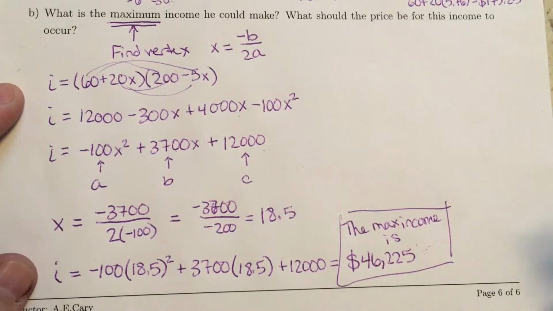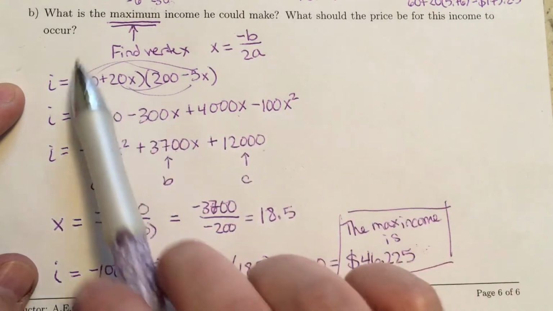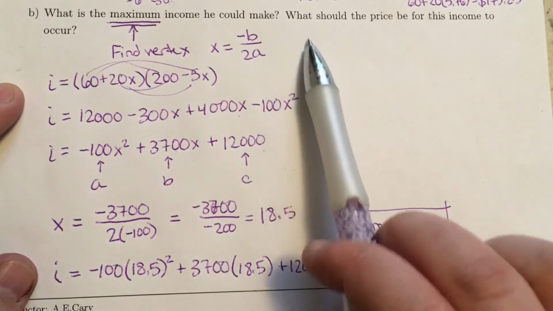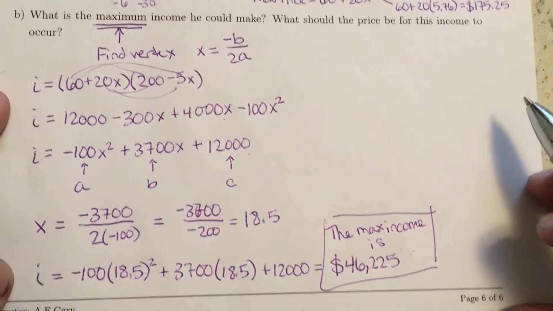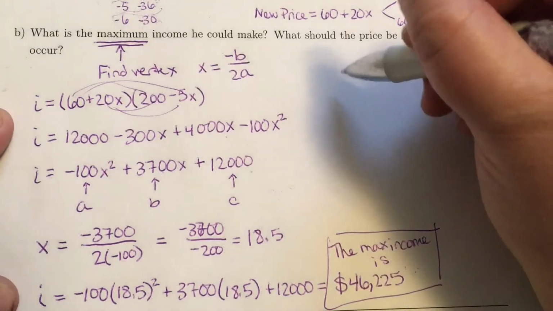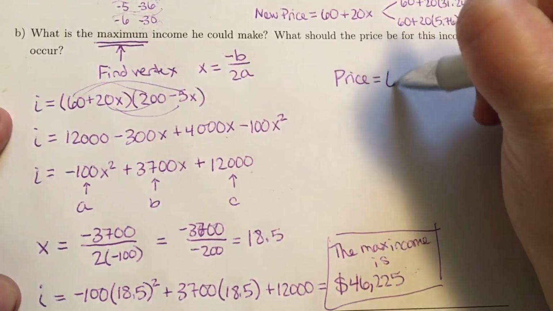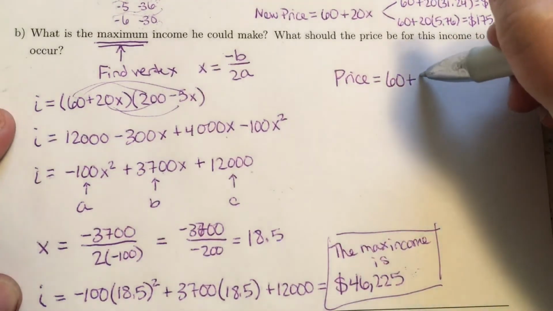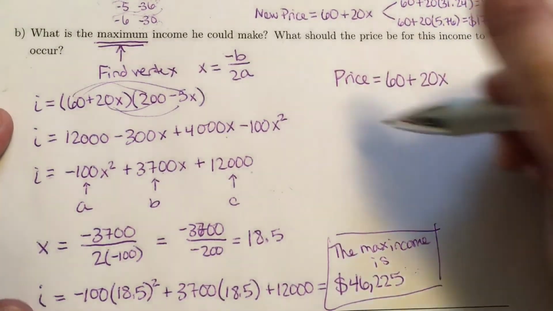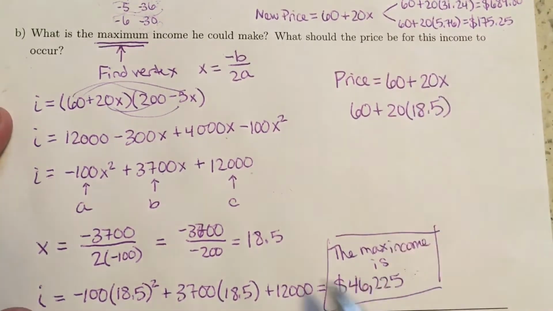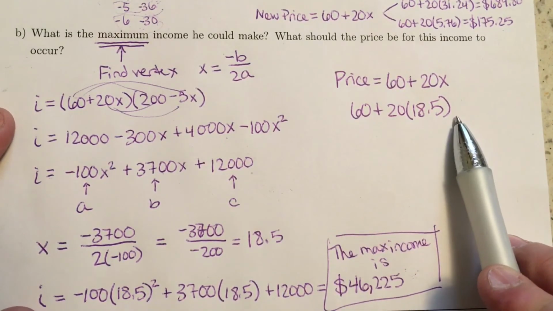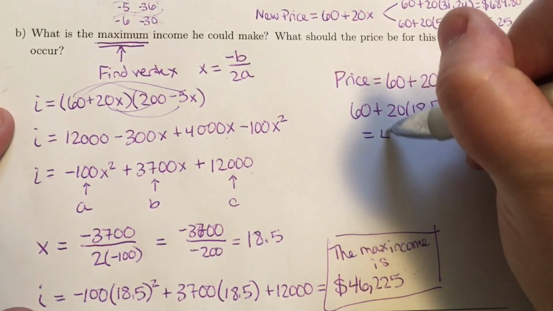All right, let's make sure we answered everything the question asked. What's the maximum income he could make? We got that. What should the price be for this income to occur? We need to know, as a business owner, how do we set our price? So the price is actually the same formula we used in part A. For price, it's that 60, the original price of the paintings, plus how many times we are raising the price. So for us, it's 20 times 18.5. Remember, that's the X value we found for the vertex. And so if we put this in a calculator, we get 430.